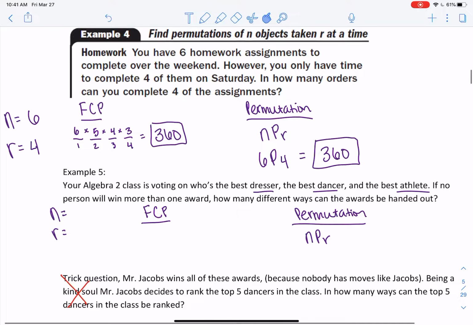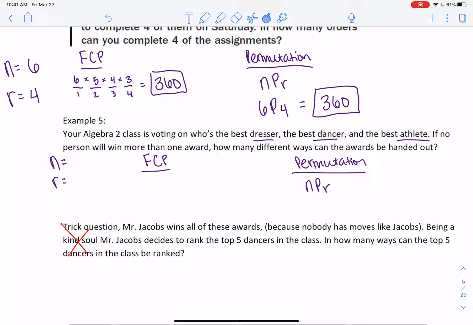All right, if you'd like, go ahead and try example 5 on your own. Otherwise, we're going to do this one together as well. So your Algebra 2 class is voting on who's the best dresser, dancer, and best athlete. If no person will win more than 1 award, how many different ways can the awards be handed out? So we could think about this again as a fundamental counting principle or a permutation.